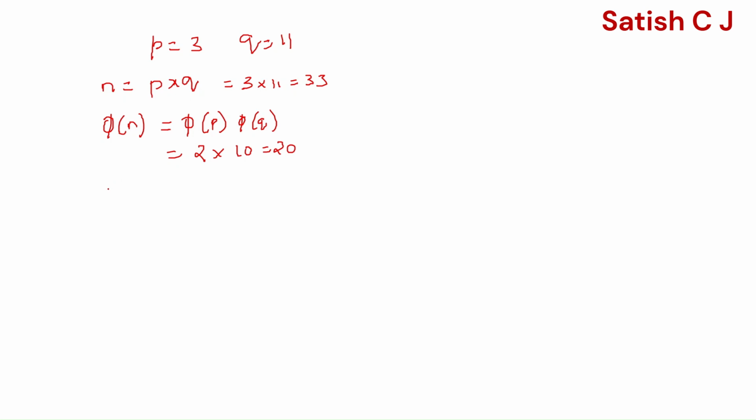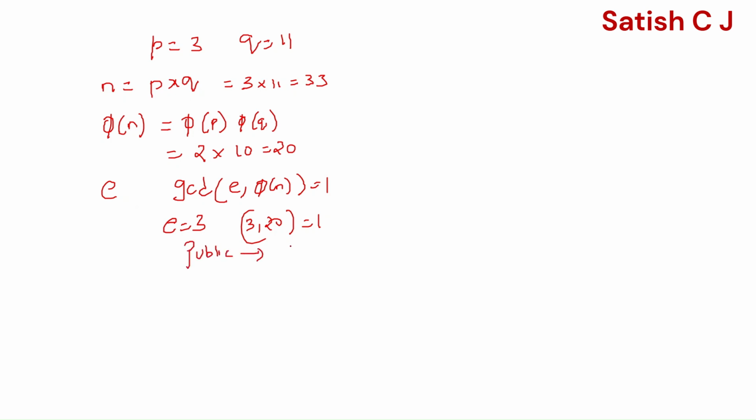So now we should select the public key E, which should satisfy this condition: GCD of E comma phi of N should be equal to 1. So I am selecting E to be 3, such that for 3 comma 20 the GCD is 1. So the value that we have selected here is 3, and the public key which we are publishing is E comma N, that is 3 comma 33.